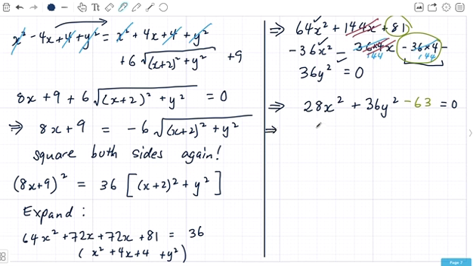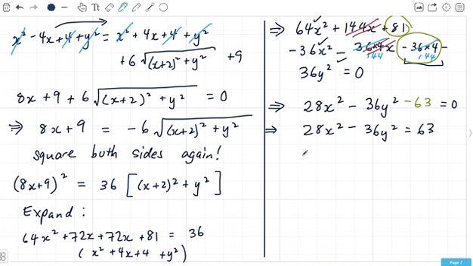We've now got 28x squared plus 36y squared equals 63. I'm just taking it to that side. I'm trying to get this into an ellipse sort of form if I can. Oh, the thing to be careful of here is signs. Hopefully you picked up that I made a mistake there, which was the sign here on the y should be a negative. So let's look at finalizing this now.